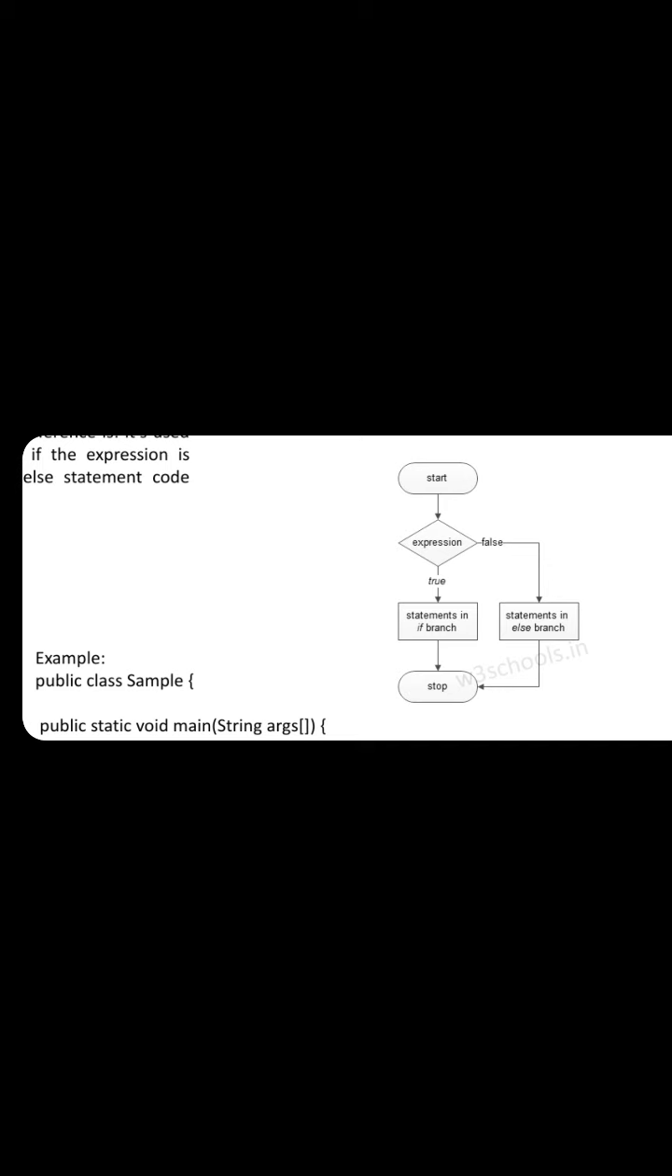In the previous flow chart you have only one flow. Over here you have two different flows: one is the true flow, and the other is the false flow. The same example is given here with some different values.